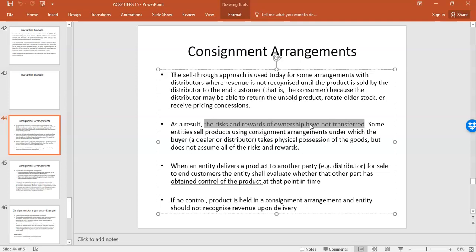So it's important to understand the agreement of when an entity delivers a product to another party. You have to figure out, has the other party obtained control?